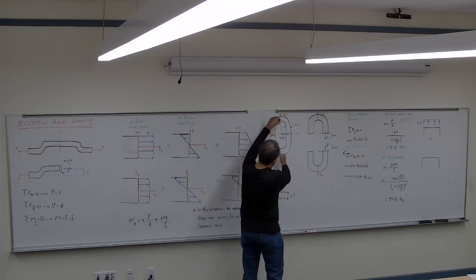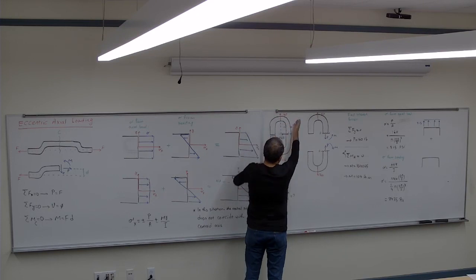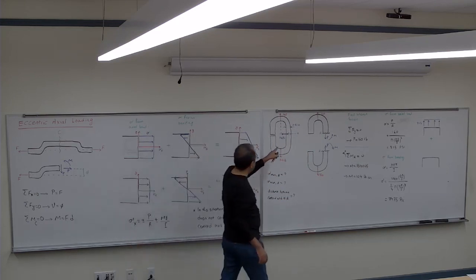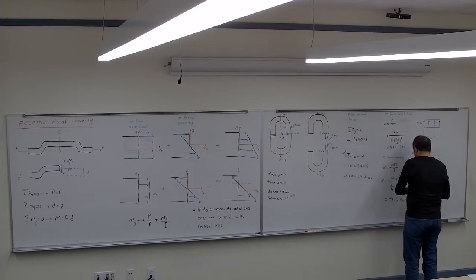So if it's going there like that, it's going to be bending like this, correct? So it's going to bend like that. And if it's going to bend like that, the bottom is going to be in tension, the top is going to be compressed. So this end is going to be tension, so it's going to be positive. And the other end is going to be negative. It's going to go to the center.